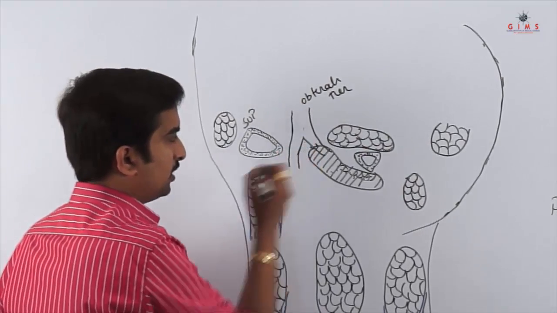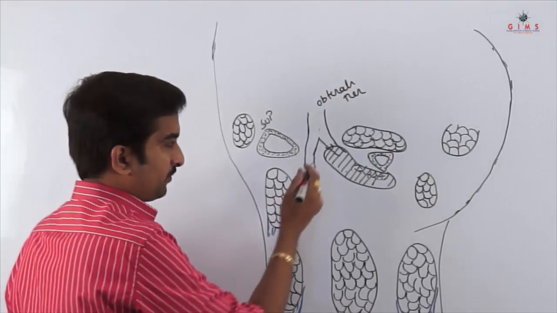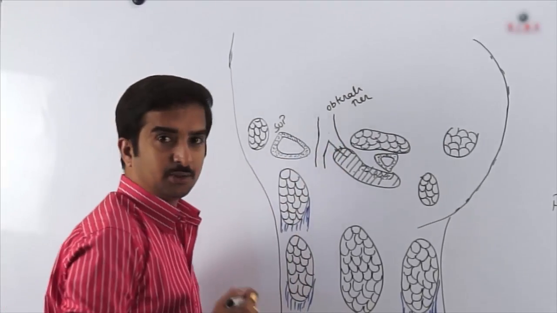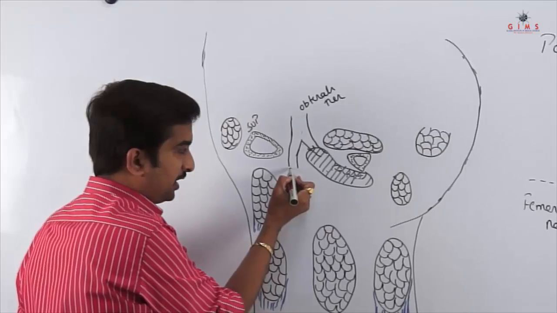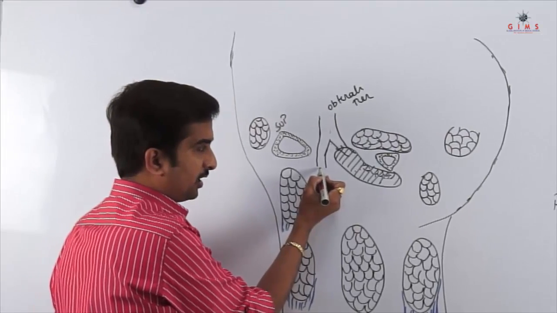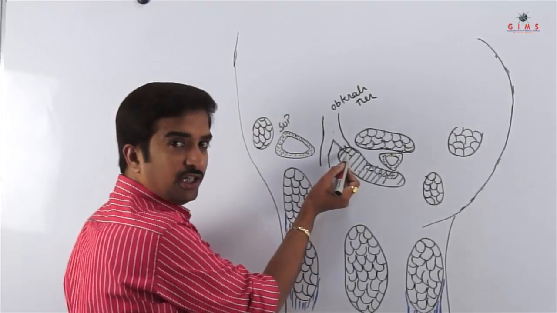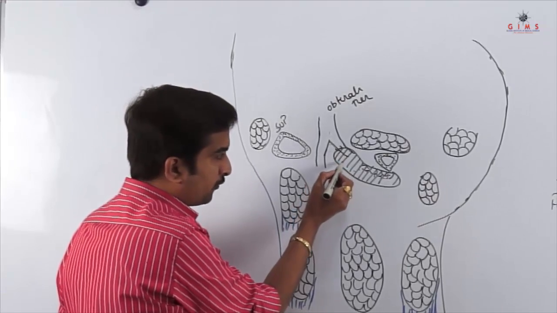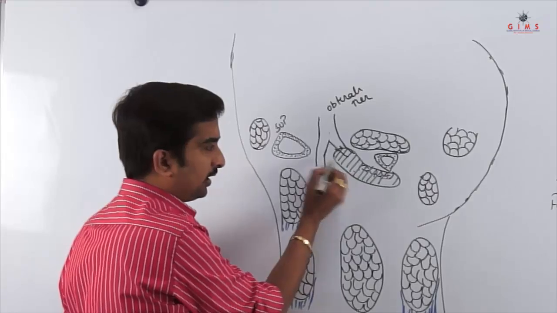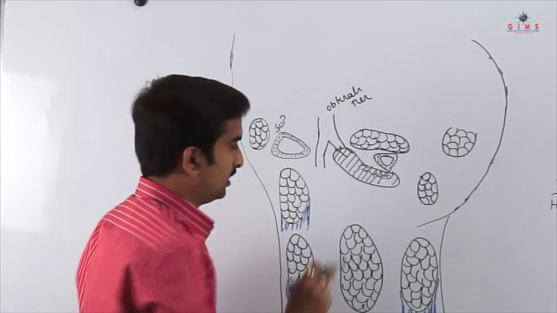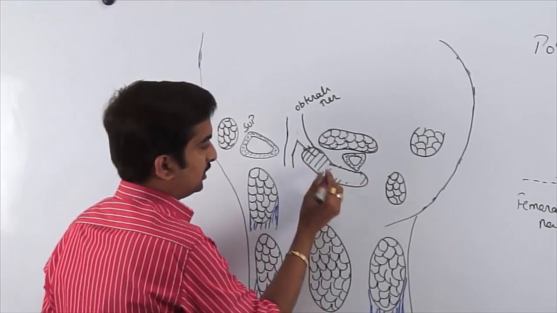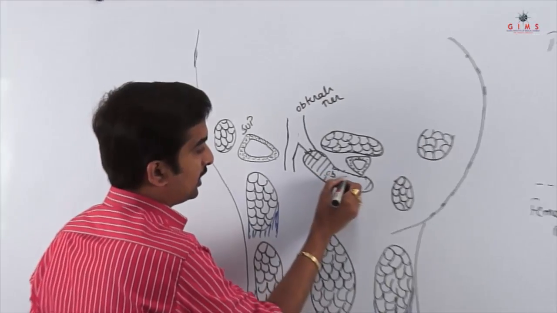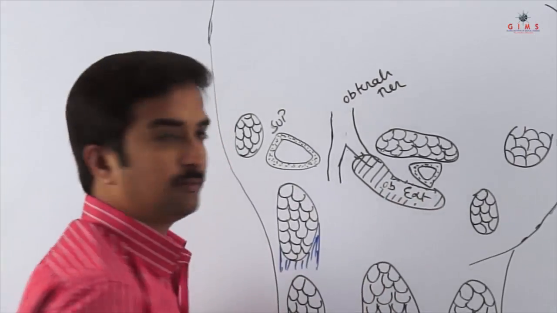See carefully. Remember, immediately after it enters the thigh, the anterior division of the obturator nerve is separated from the posterior division by a few fibers of the obturator externus muscle. So what is this muscle? This is the obturator externus muscle.